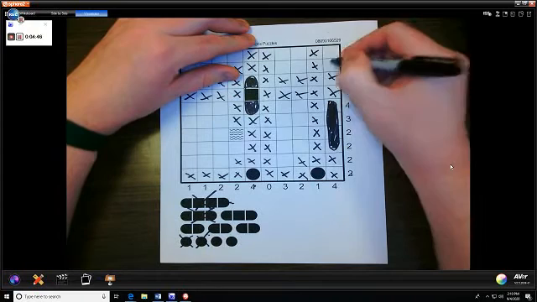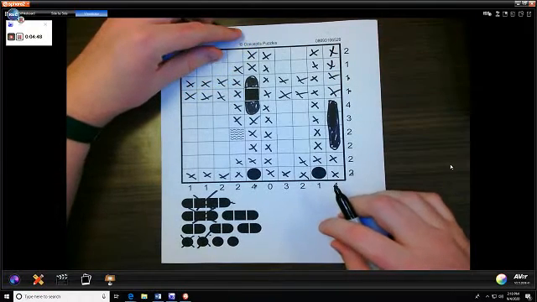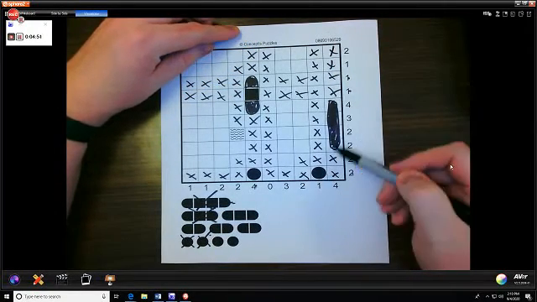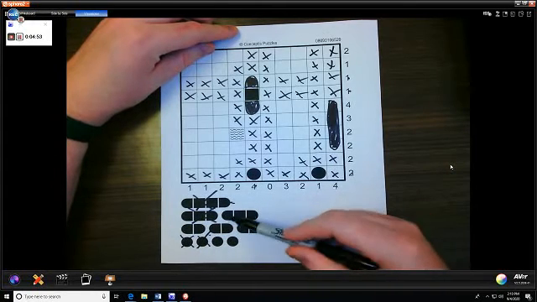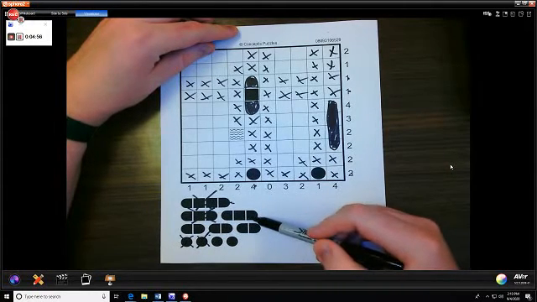And that takes care of our big one, and we can X out here and here. Alright, so now I'd like to look, and I go through and I try to find my next biggest ship, which is the 3 right here.